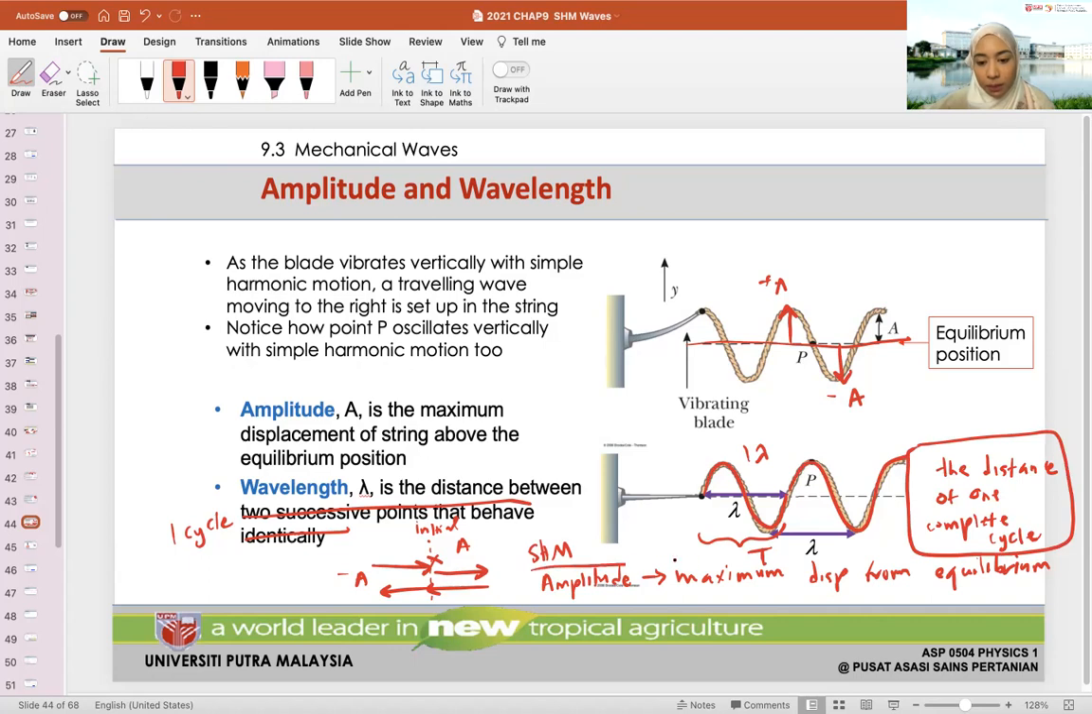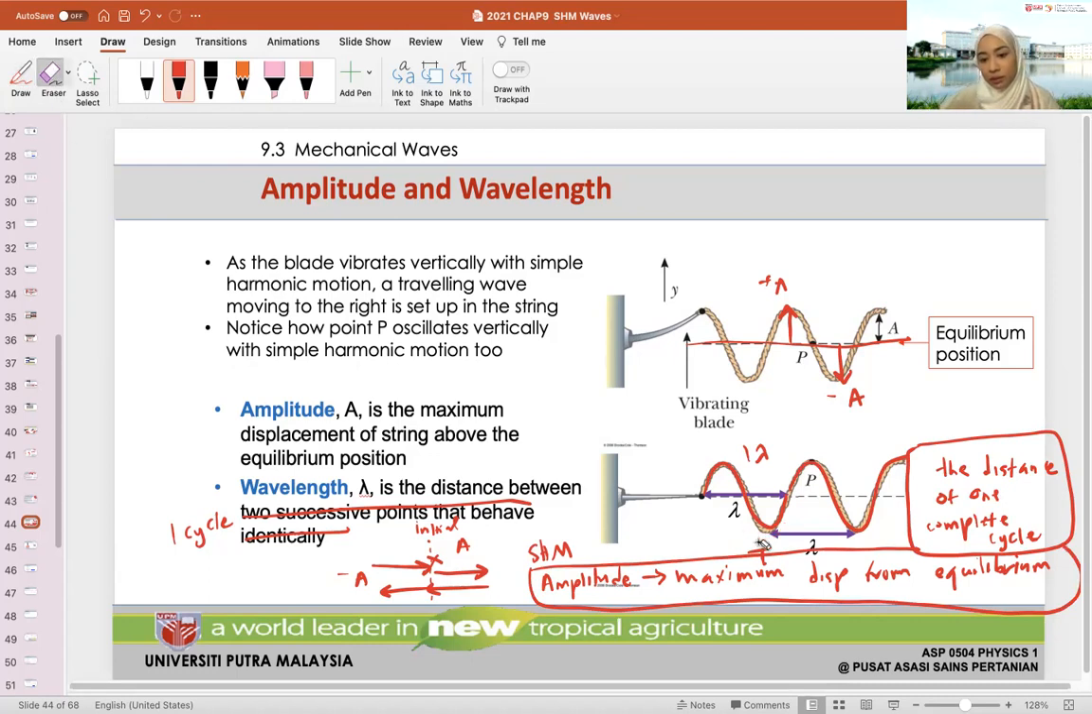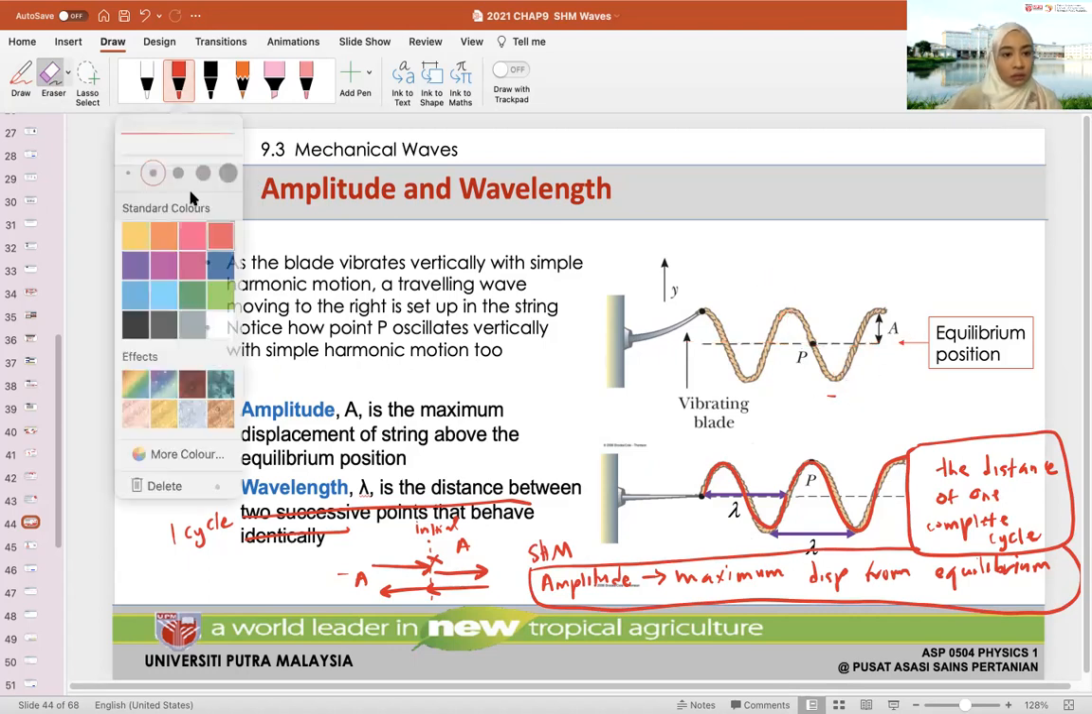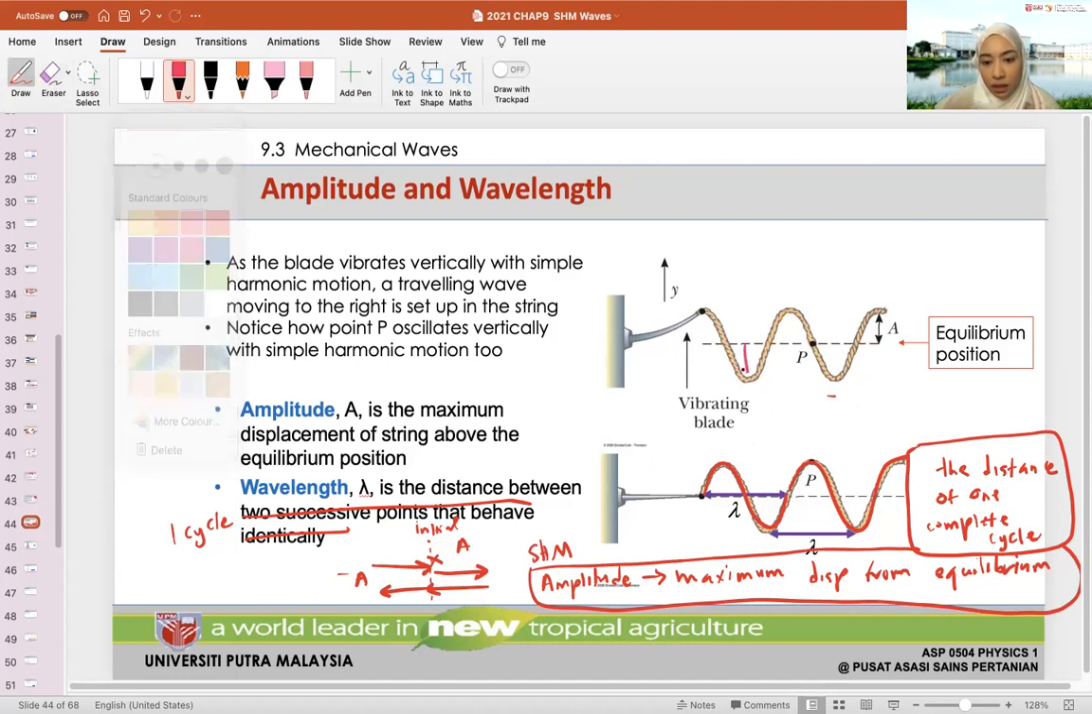Okay, and then we have amplitude, the maximum displacement from the equilibrium. So this is a bit messy, wait a moment. This is amplitude. Let me use a different color. Okay, this is amplitude minus A. This is amplitude positive A. And this is lambda, or wavelength. This is also achieved in 1T. One cycle, one lambda, 1T.